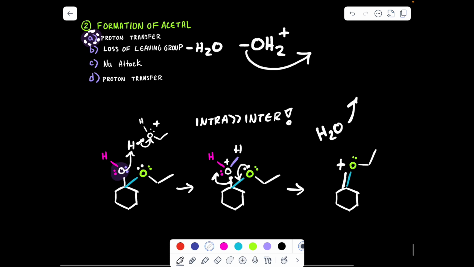So what's step C? Well, step C is nucleophilic attack. And what do we want to achieve in the end? Well, we want this carbon, the blue carbon, to have 2 single bonds to 2 OR groups. So who's going to be your nucleophile? It's got to be the alcohol. You need one more alcohol in your product attached to this carbon. So therefore, your nucleophile has to be the alcohol.